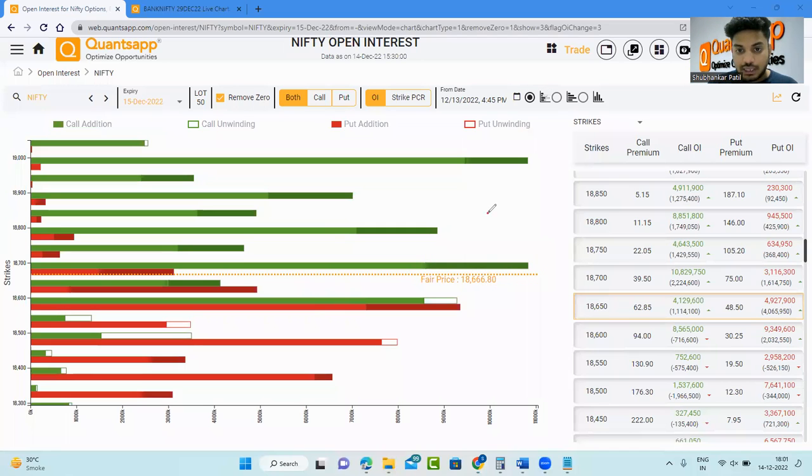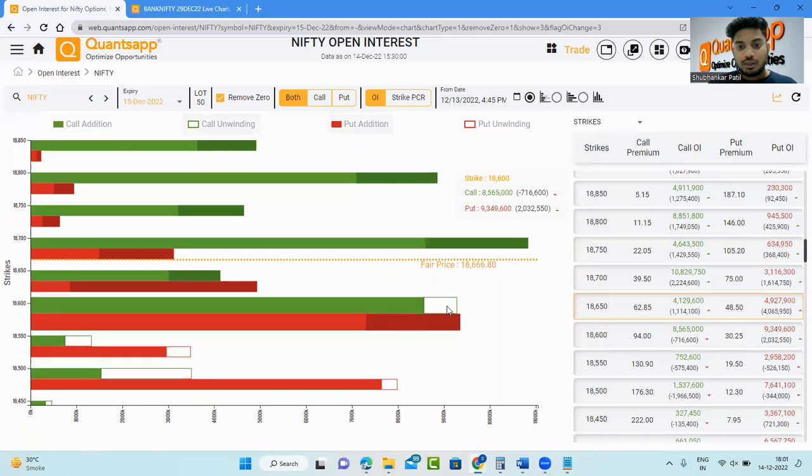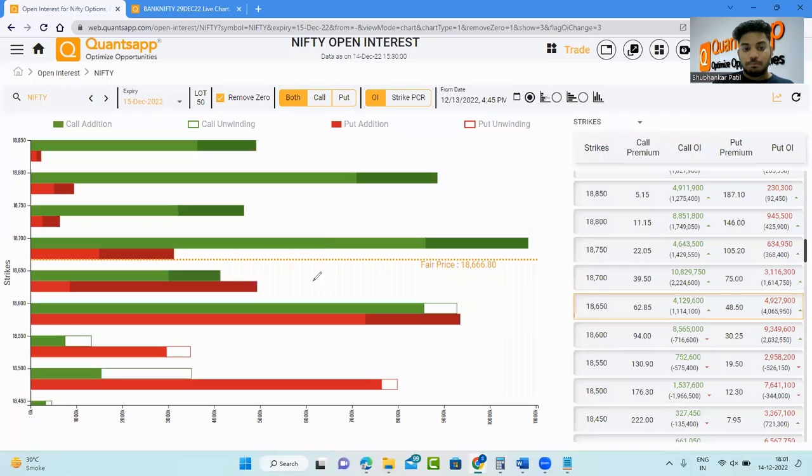But if I had seen that unwindings are happening on this strike, that a lot of call writers are moving out, what will happen then? Nifty might get an easier move on the upside. The doors for Nifty to move in the upward direction will be open. Just see what has happened today in Nifty. At 18,600, put writers bet and call writers unwound, which gave Nifty a good bounce from the lower levels.